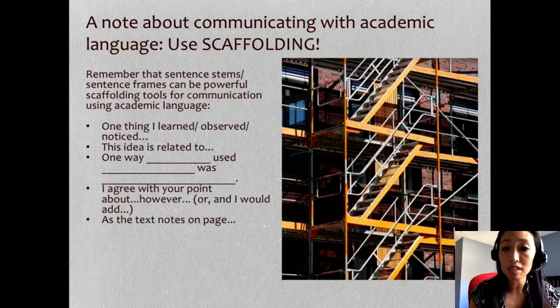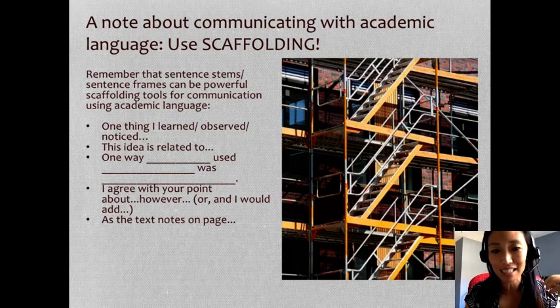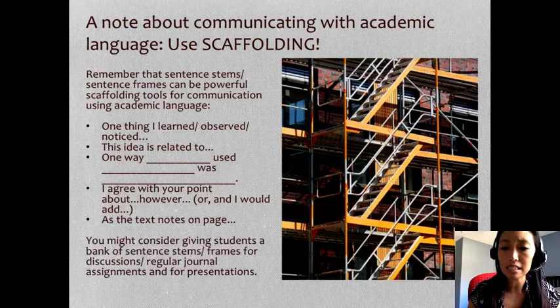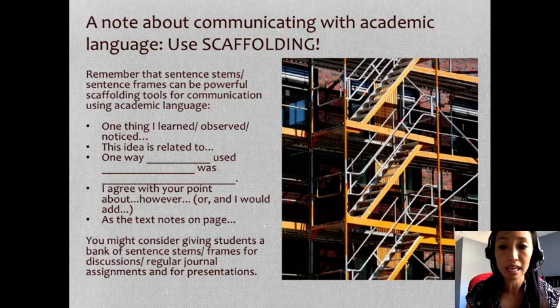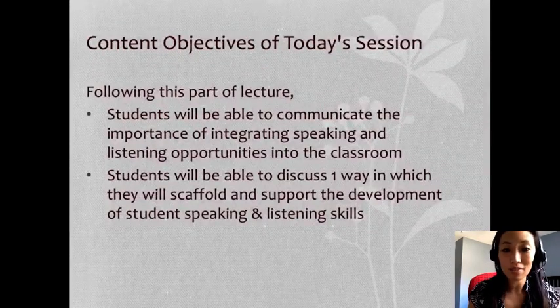So these are a few examples of some sentence stems and sentence frames to get your mind going on these frames. These are not the be all and end all of sentence stems, but I think they're helpful to guide students in using academic language and structuring their sentences academically. And you might consider giving students a bank of sentence stems or frames for discussion or regular journal assignments and especially for presentation. So that's the end of this part of lecture.